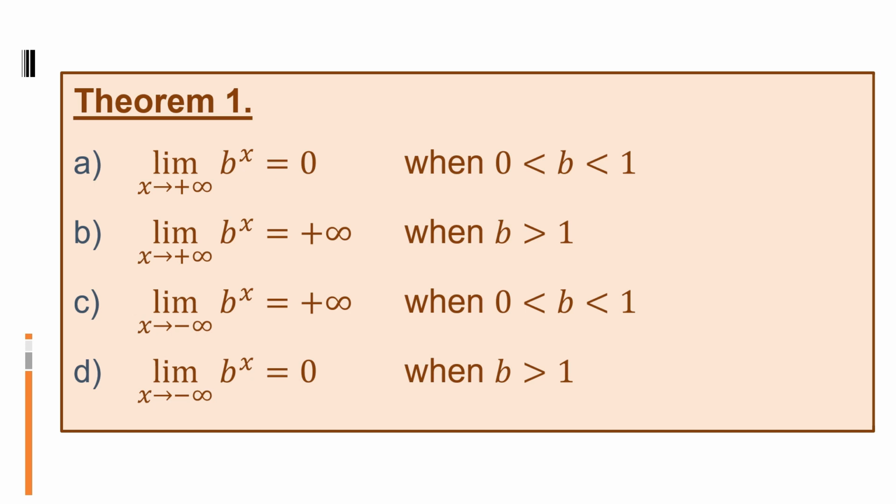And this leads us to our theorem number 1. The limit as x approaches positive infinity of b raised to x is equal to 0 when b is between 0 and 1, and positive infinity when b is greater than 1. And the limit naman as x approaches negative infinity of b raised to x is equal to positive infinity when b is between 0 to 1 and 0 when b is greater than 1.